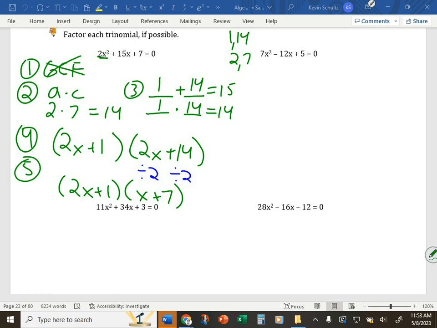So for tomorrow, I would like you to do the next 2, neither of which, actually do the next 3. This one does not have a greatest common factor. This one does not have a greatest common factor. This one does. Okay, so you will need to do step 1 there. So 2 of them without a GCF, 1 of them with a GCF. See what you can do. And that'll be homework for tomorrow.